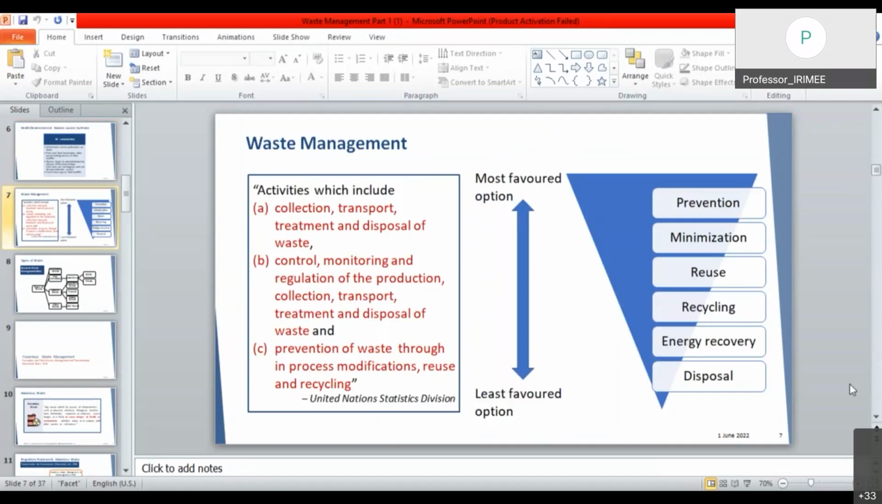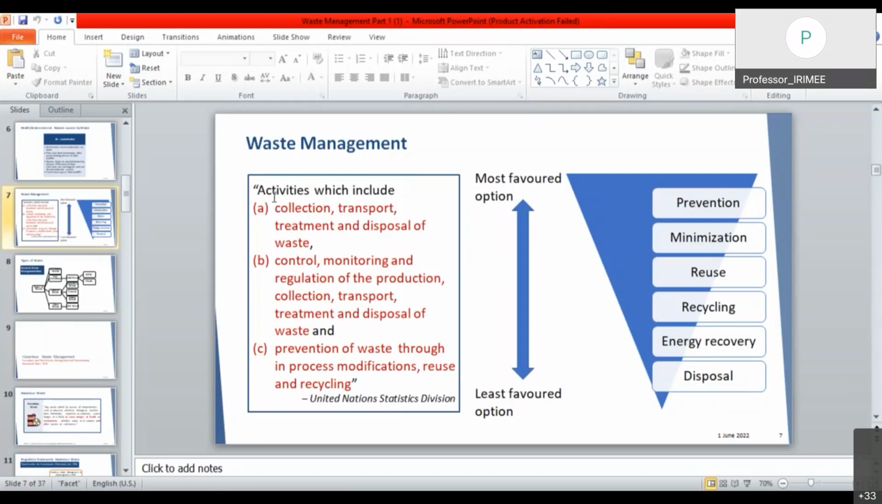Because wastes are causing harm to the environment and human beings, we should manage the waste so that it causes minimum harm to the surroundings and we are able to get benefits from its usage. So, what is waste management? It actually includes the activities.